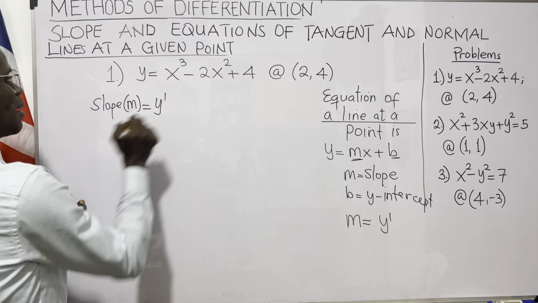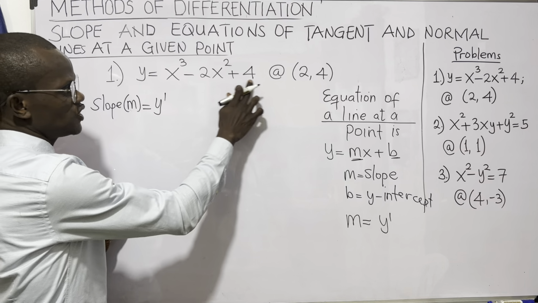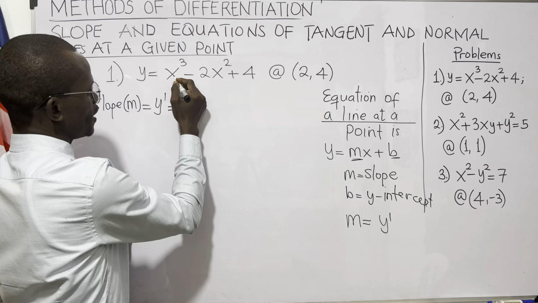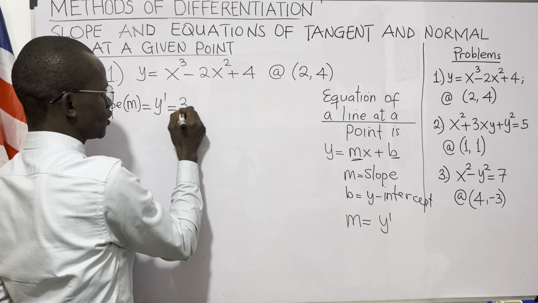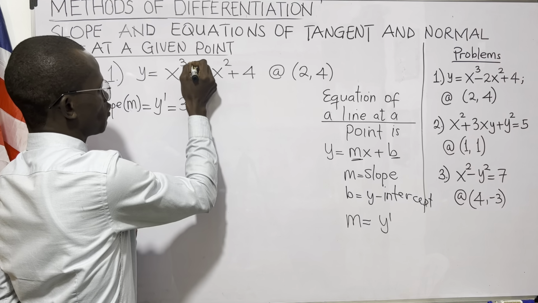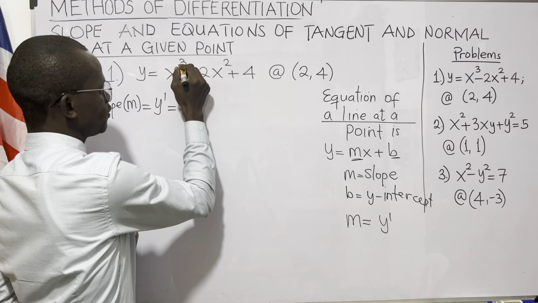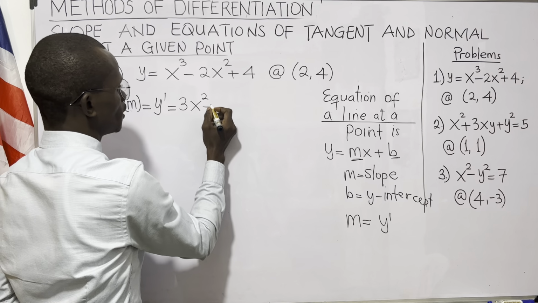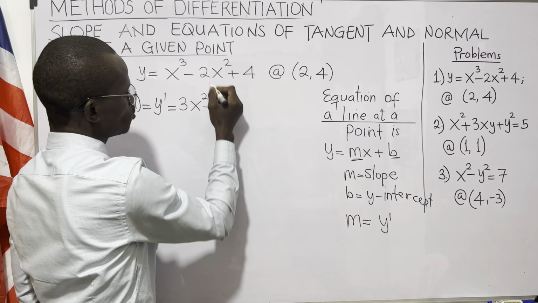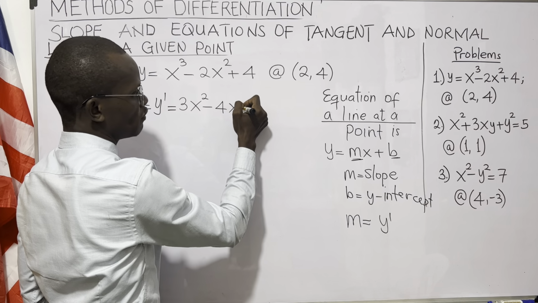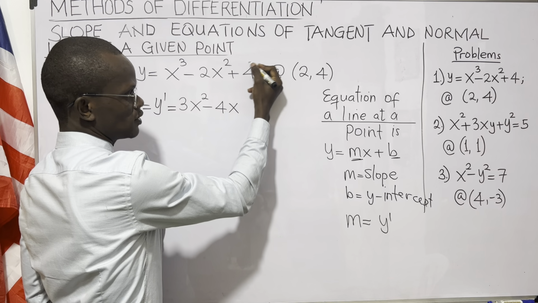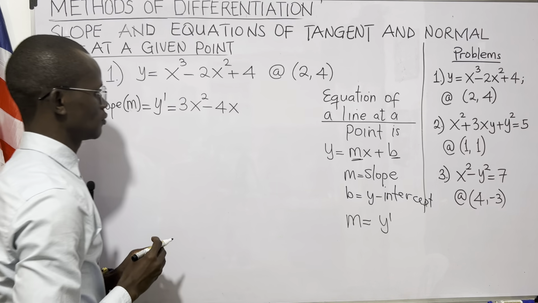which is y prime. So we differentiate each term. The derivative of x cubed, using the power rule: we drop this power 3, we rewrite x and subtract 1 from this power. That's a rule. So 3 minus 1 is 2. Minus 2, 2 times 2 is 4. Rewrite x and subtract 1 from this 2. We're left with 1. The derivative of a constant, we know that is equal to 0.